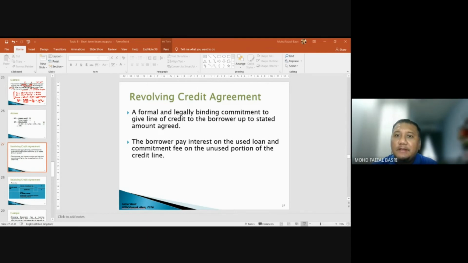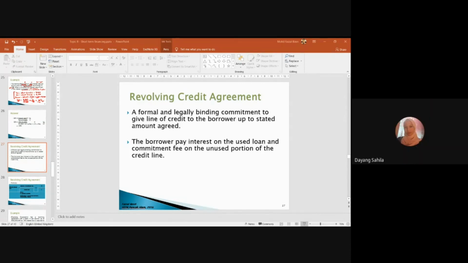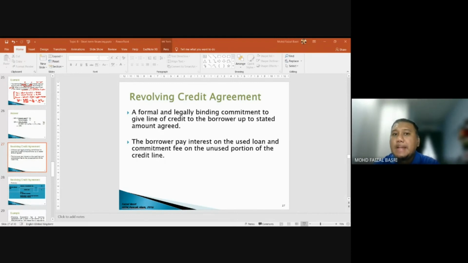So in terms of the interest, it would be 800,000 with 12% interest. We're going to assume the entire year, so 1 year. So 800,000 times 12% is 96,000. So the interest is 96,000. Any questions? Okay, so that's the interest based on the used amount.